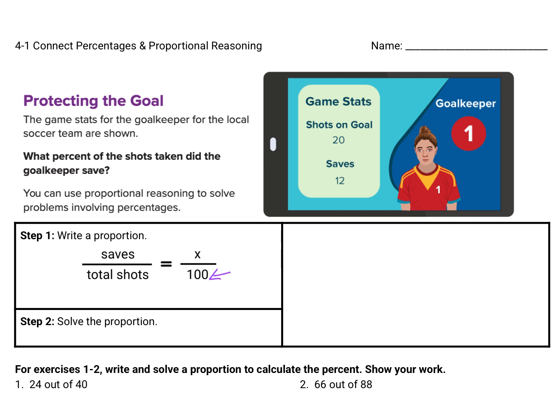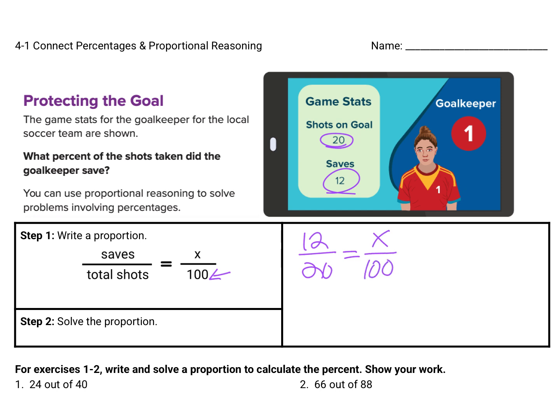So for this one, we are going to take the number of saves, which as we can see is 12. So we're going to start with 12 on top. That is over the total number of shots. That is 20. So we are starting with 12 over 20. Have our equal sign. We are finding the percent. So that's our variable over 100.